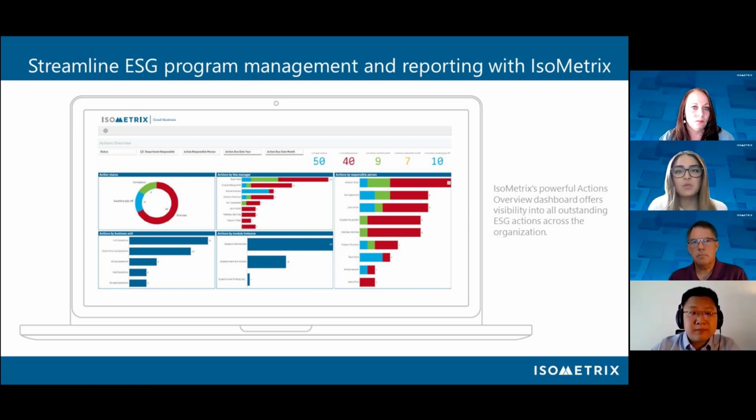So here on this slide, we have our actions overview dashboard, which offers visibility into all outstanding ESG actions across an organization. You can filter by completion status of the ESG actions, by the line manager responsible, the employee responsible. You can even filter by the business unit with the outstanding or completed actions and by module instance. The dashboard is completely customizable, and it provides a really clear picture of your ESG program as a whole to facilitate analysis and effective program management.